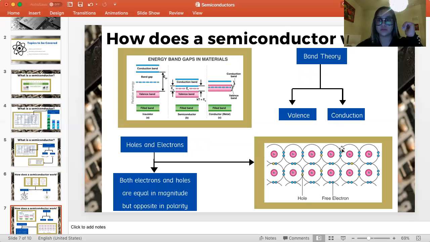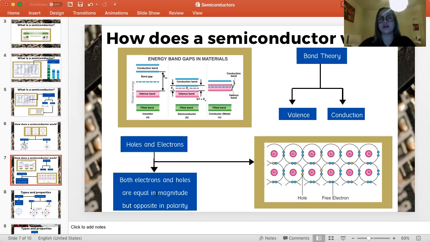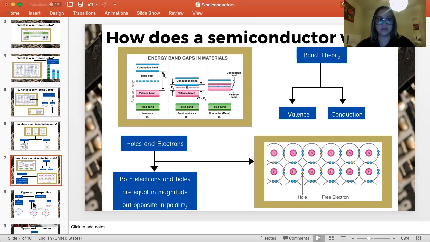Now I'm going to talk to you about the conduction band. It is the lowest unoccupied band that includes the energy levels of the positive or negative charge carriers. It has conducting electrons resulting in the flow of current. The conduction band possesses high energy levels and is generally empty. The conduction band in semiconductors accepts the electrons from the valence band. Holes and electrons: both electron and hole are equal in magnitude but opposite in polarity.